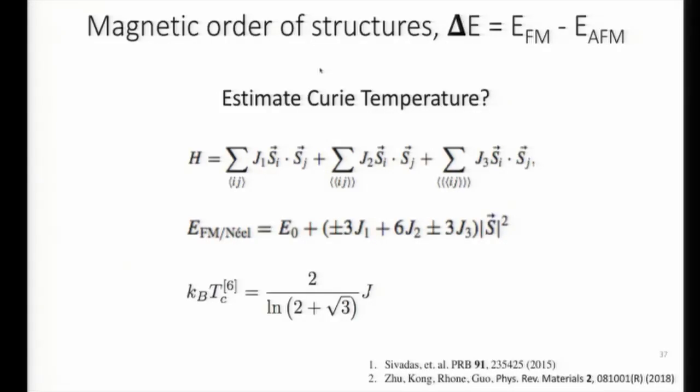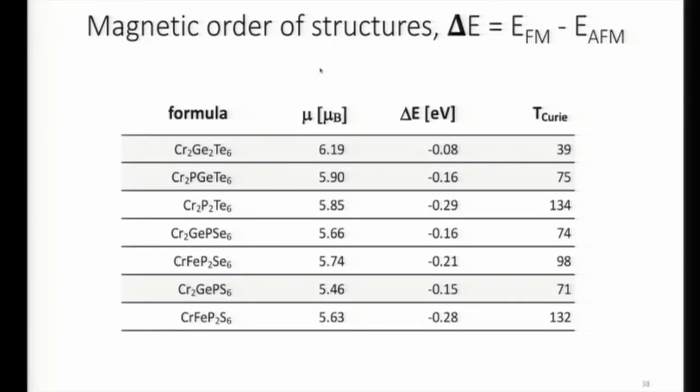which we can use to write down the energy of these different states in terms of the exchange coupling. These J's are parameters that parameterize the exchange coupling of your interactions with different sites. You can use this expression, which is an analytical expression that couples your J to the Curie temperature. If you go through this analysis for select structures in the data, you get the following: the formula, the magnetic moment, the magnetic excitation energy, and the Curie temperature.